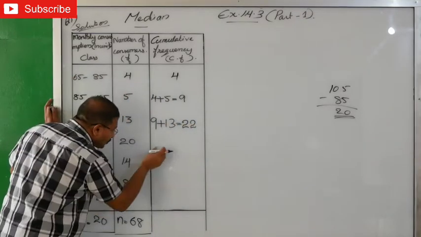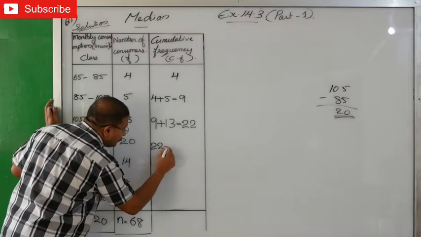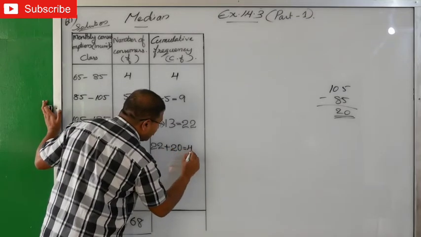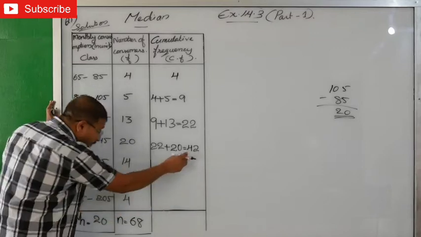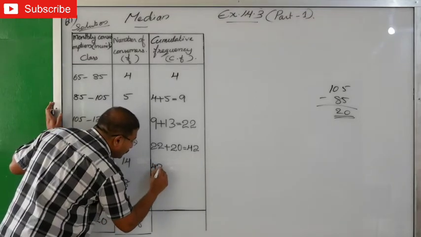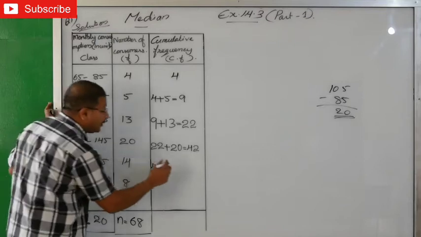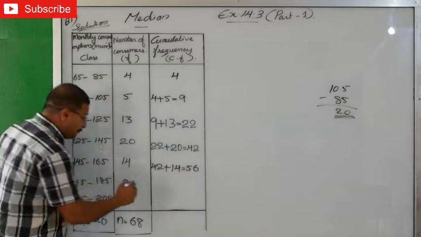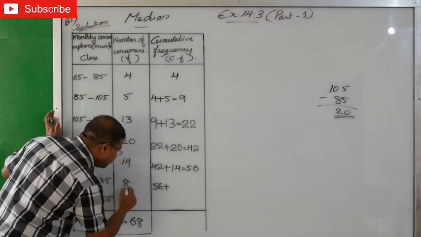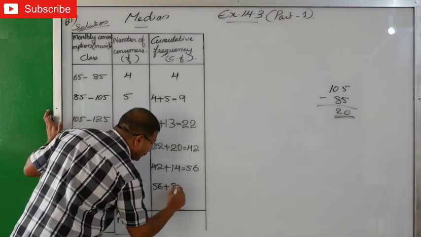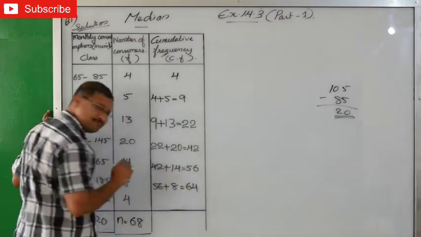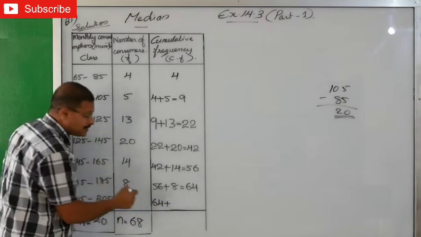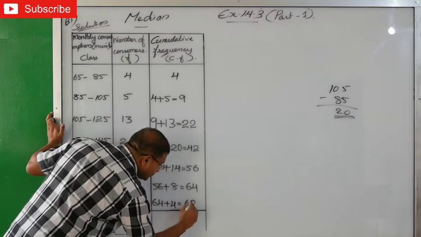After that, 22 will be written here, plus this 20, equals 42. Again, this 42 will be written here. 42 plus 14, that means what you will get? 56. Now this 56 plus this 8, that means 64. After that, this 64 plus 4 equals 68.